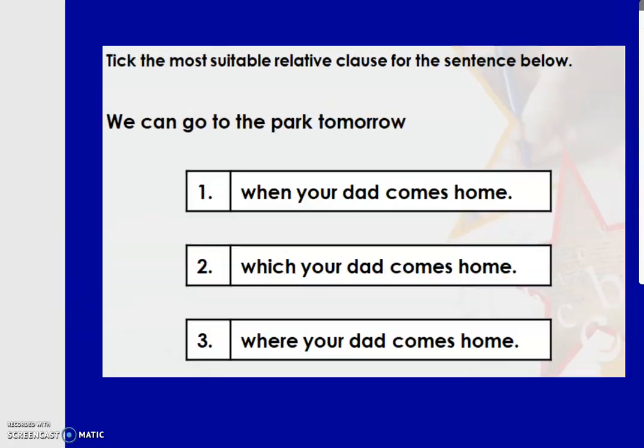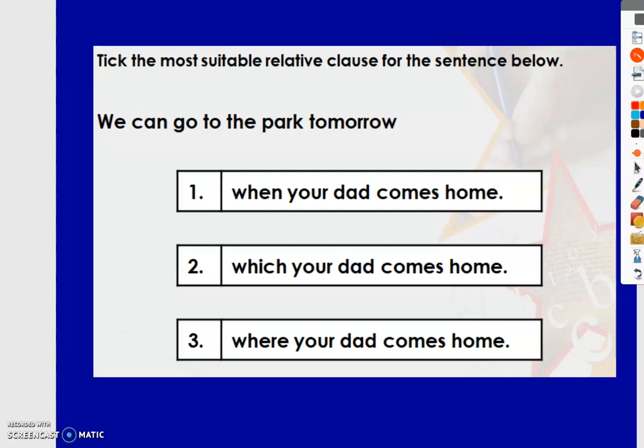Okay, so the next one. It's asking us to take the most suitable relative clause for the sentence below. We can go to the park tomorrow. When your dad comes home, which your dad comes home, where your dad comes home. Which one makes the most sense? Pause the video there, try and work it out, read it with the grown-up sitting next to you or with anyone else that you sat with. And I'll give you the answer when you unpause it.